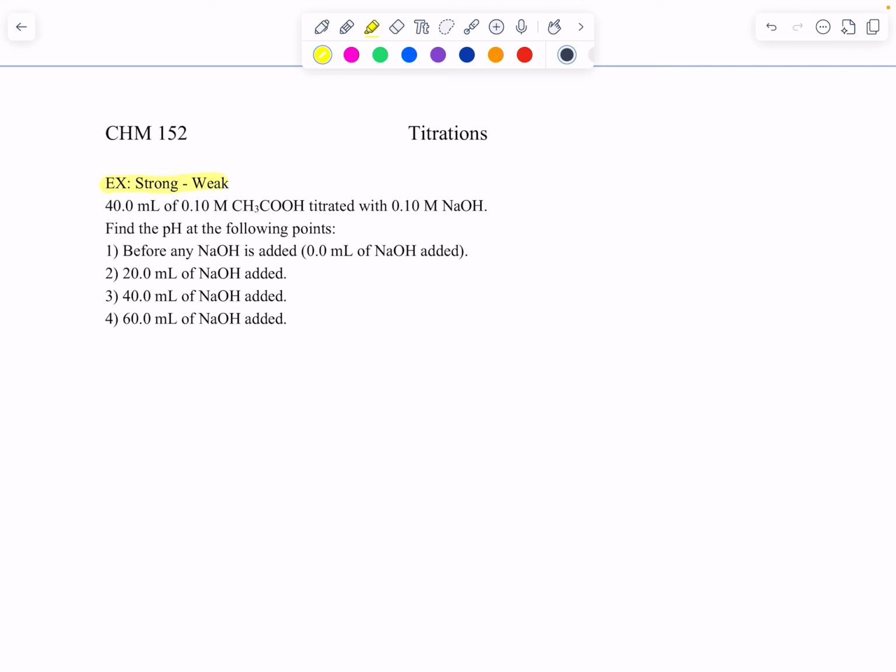So we got strong weak. All right. So we have, in this case, a weak acid of acetic acid titrated with the sodium hydroxide. So the sodium hydroxide is going to be in the burette, which makes it the titrant. And the acetic acid is in the flask, which makes it the analyte.